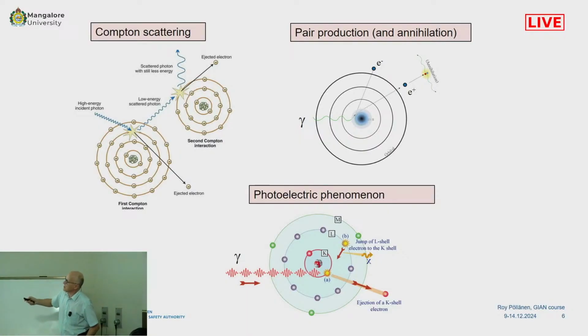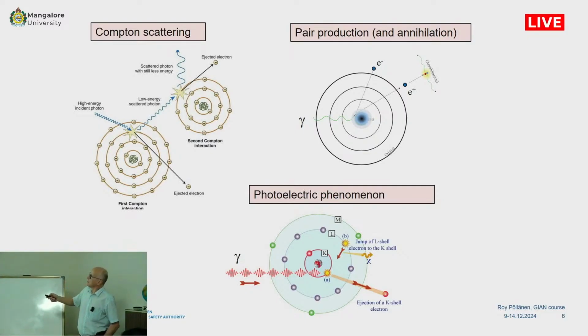So these are the examples of Compton scattering that I will consider in the next slides, pair production and subsequent annihilation, which happens here, and photoelectric phenomenon. I know that you all know these things, but it's good to review these.